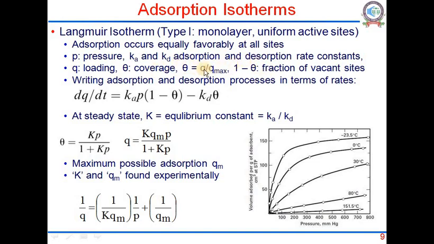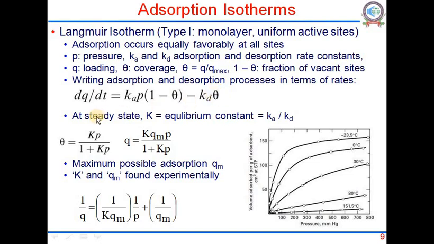So coverage tells you the amount adsorbed, the loading, amount adsorbed per gram divided by the maximum possible amount that can be adsorbed. So that is called coverage. If you do 1 minus theta, that's how much surface is available for adsorption to occur. So that's the fraction of vacant sites. Now if we write the rate of adsorption, dq by dt, the rate at which the loading increases, there will be a forward reaction between the adsorbate in the gas phase and the vacant site, and then there will be a reverse reaction, desorption, minus kd into what is loaded onto the material, or we can think about this as the sites where the material is present.